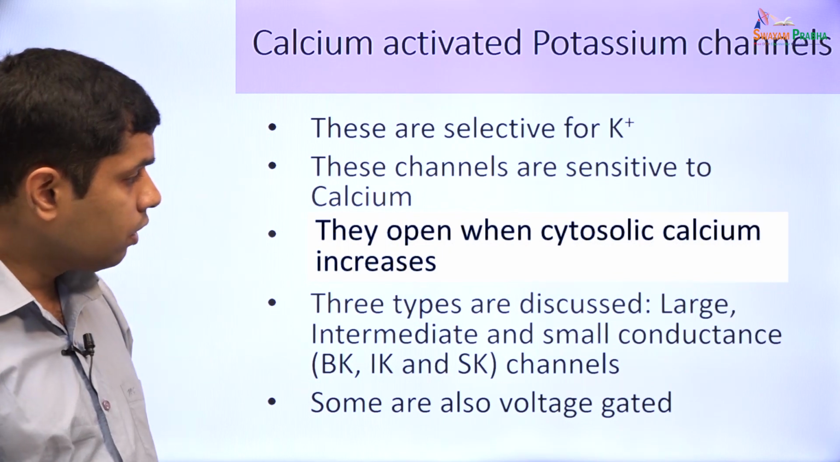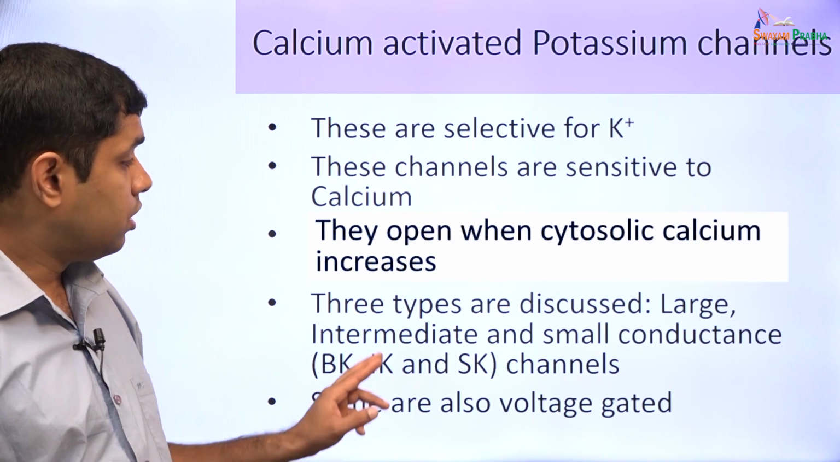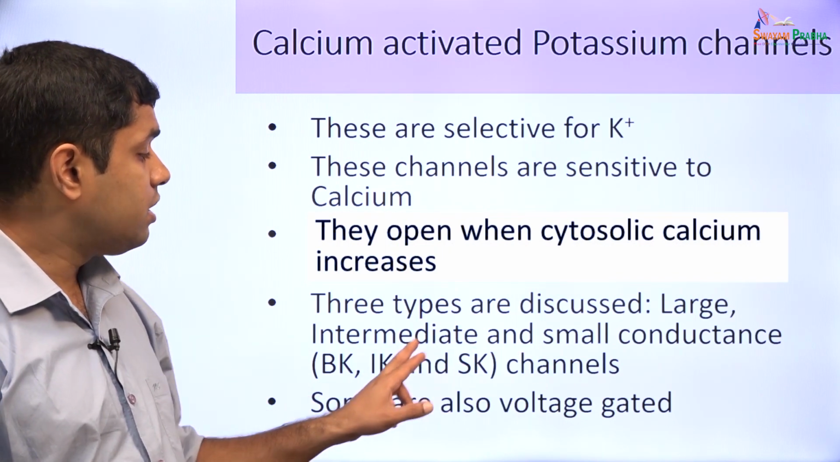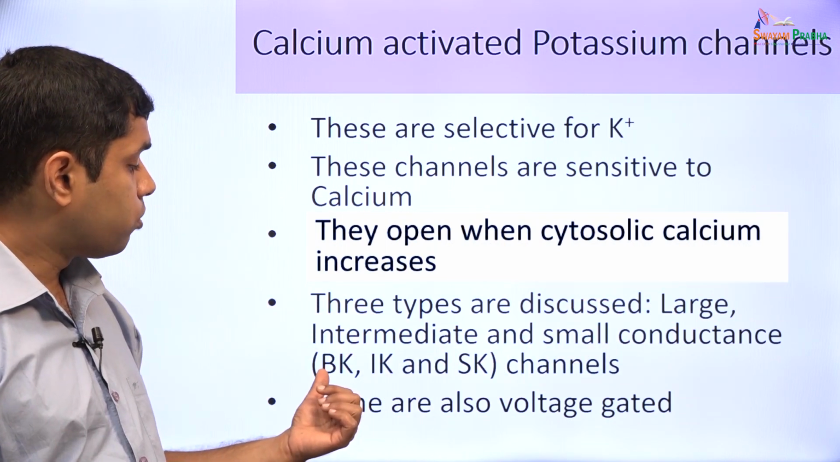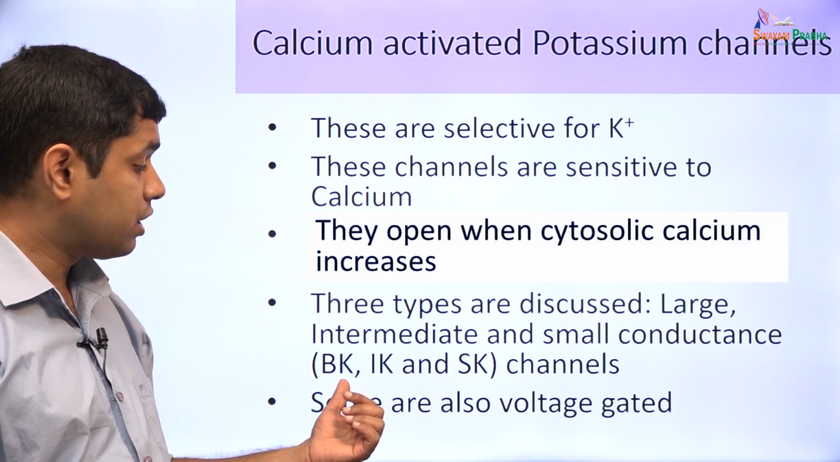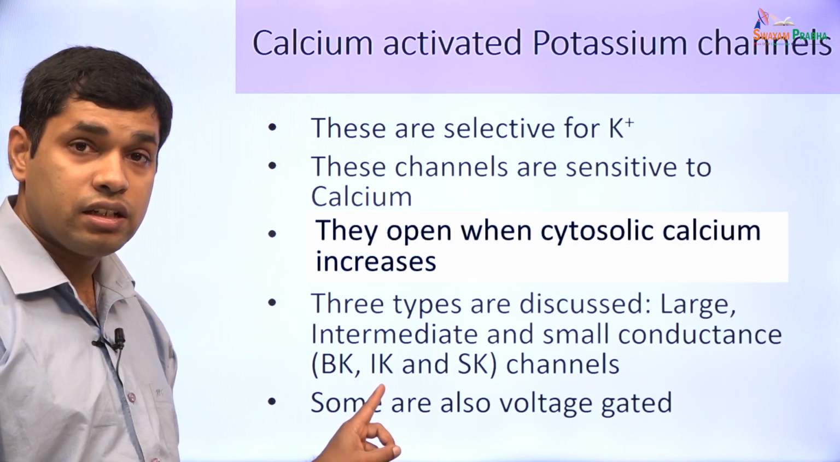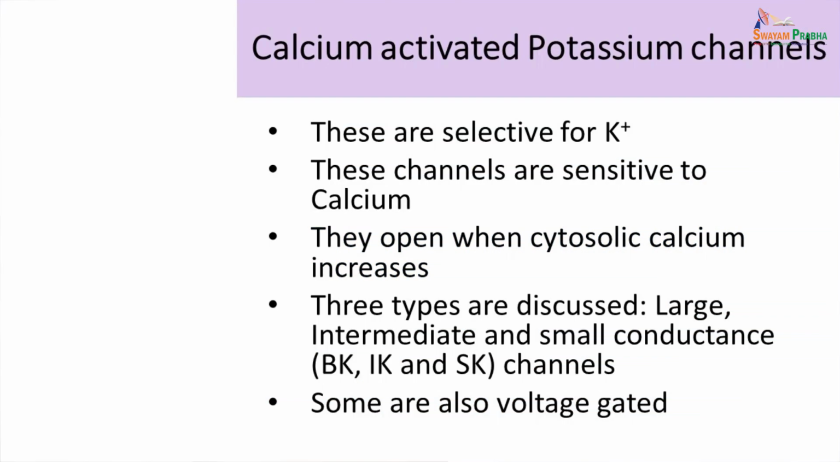There are three types that are discussed: a small conductance, an intermediate conductance, and a large conductance. The short forms are BK for a big or large conductance, IK for an intermediate conductance, and SK for the small conductance. So calcium activated potassium channels are selective for potassium, but they open with a rise in intracellular calcium. Some of them also open with a depolarization.